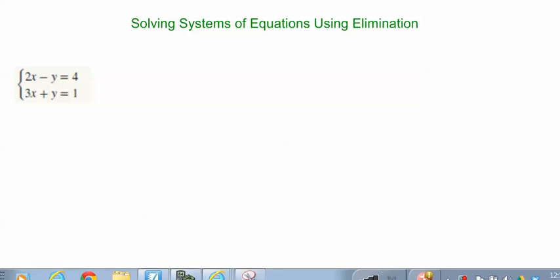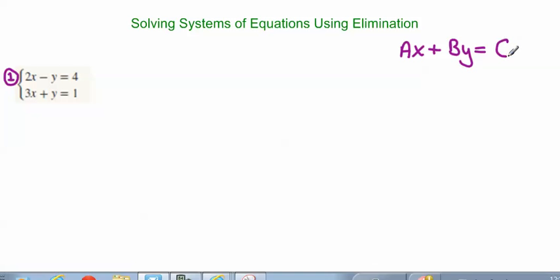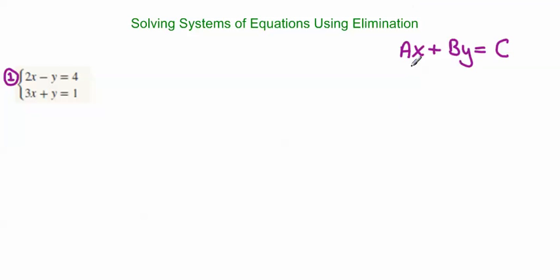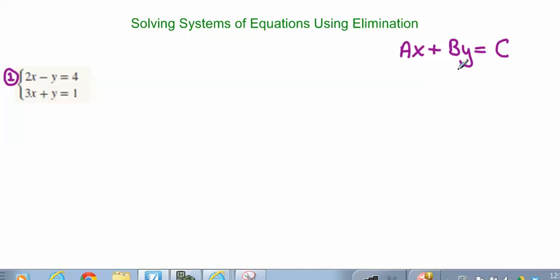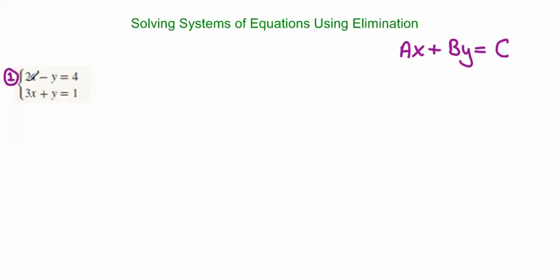My first example is 2x minus y equals 4 and 3x plus y equals 1. So the first thing you want to do is make sure that your system is set up so it looks like this: ax plus by equals c. You want to have all your x's lined up, all your y's lined up, and your constants lined up. All right, this one is set up perfectly for us. We have 2x minus y equals 4, 3x plus y equals 1.